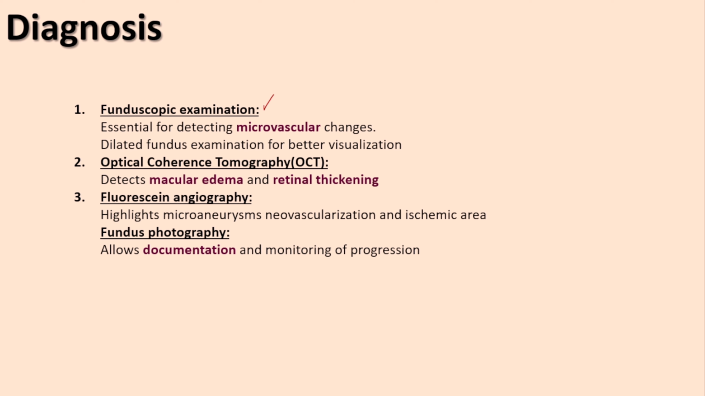Another test that we can use is optical coherence tomography, or OCT, and this is usually for detecting macular edema and retinal thickening. Another test that we can do is fluorescein angiography, and this is usually for detection of microaneurysms or neovascularization, and it is also capable of detecting ischemic areas in the eye. Fundoscopic photography is very essential for documentation and monitoring the progression of the disease.